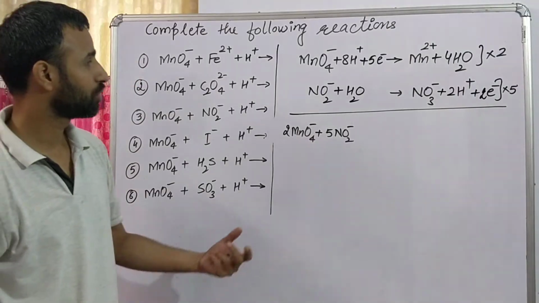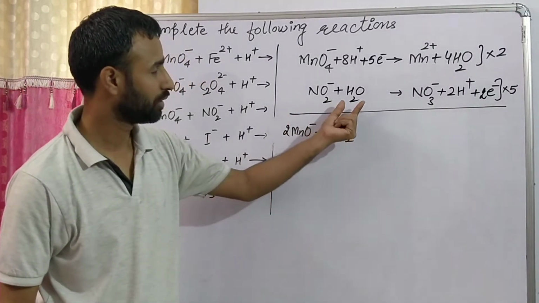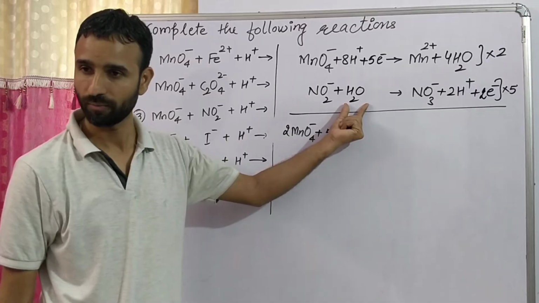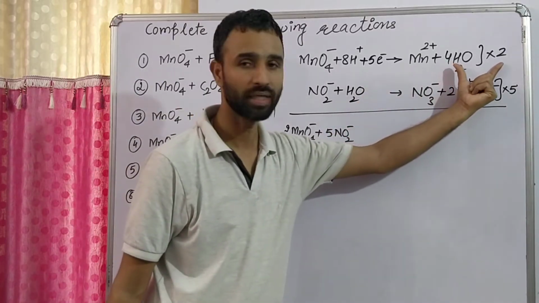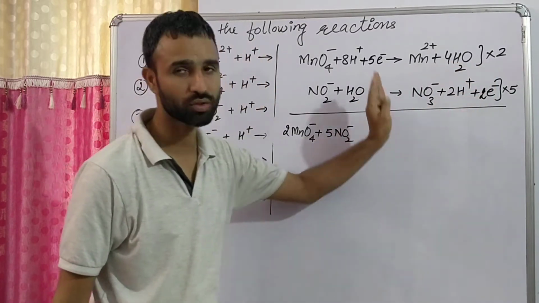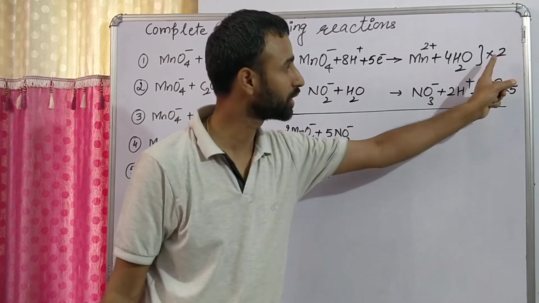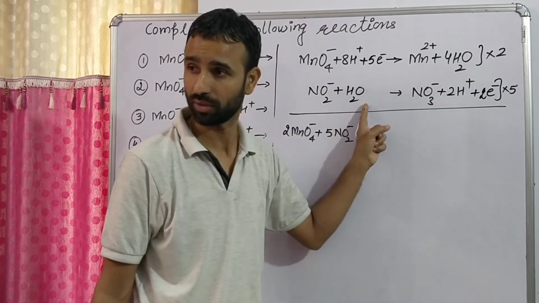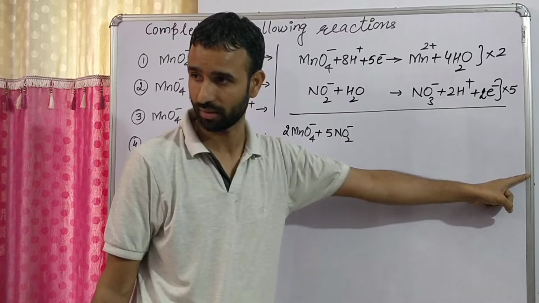Okay, now come to water. On this side there are 5 H2O, on the other side 8. That means water is on the right side, because water is 8 and 5, so 3 H2O should be on this side.